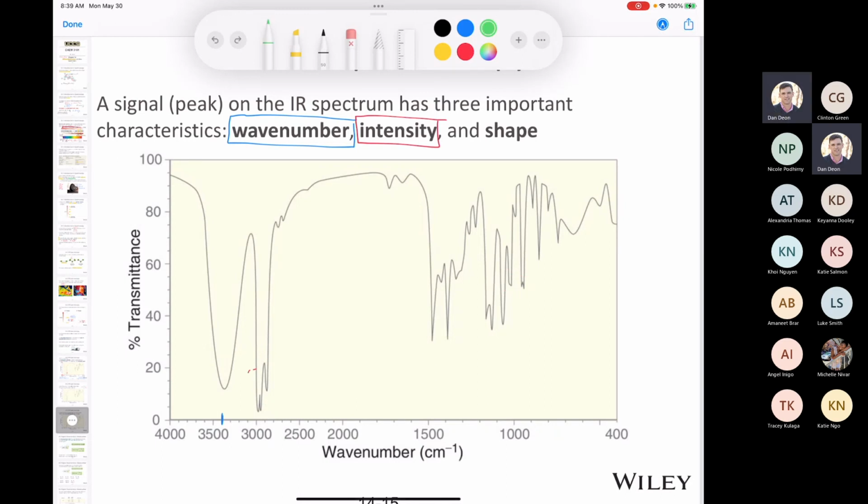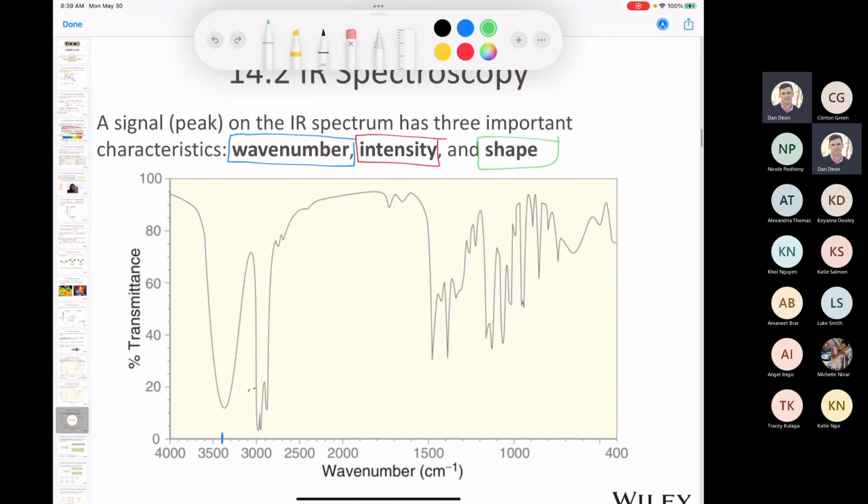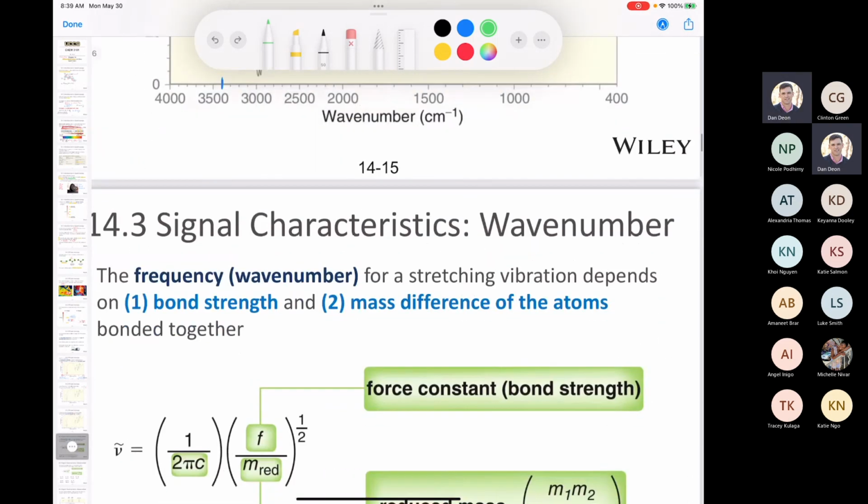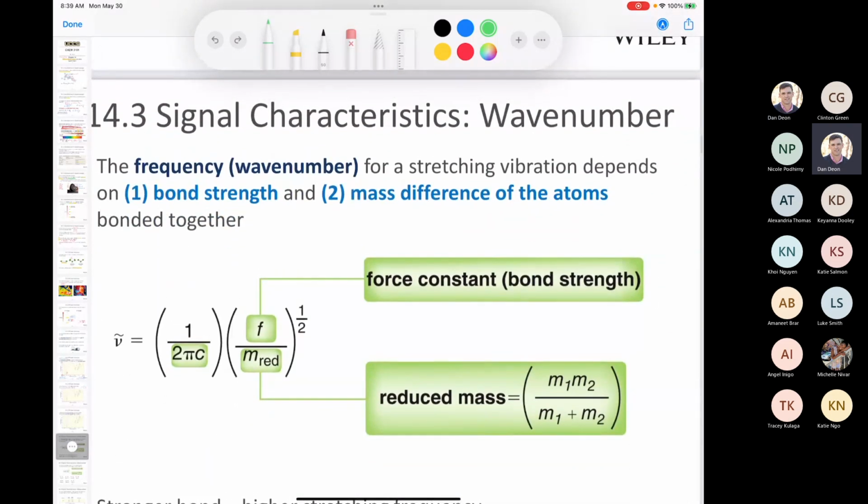And the other thing that we're interested in is the shape, right? Some of these peaks are really broad, others are really sharp. Why is that? Well, we're going to get into all three of those things: wave number, intensity, and shape, because there's information that can be garnered from all of these things. Well, let's take a look at wave number.